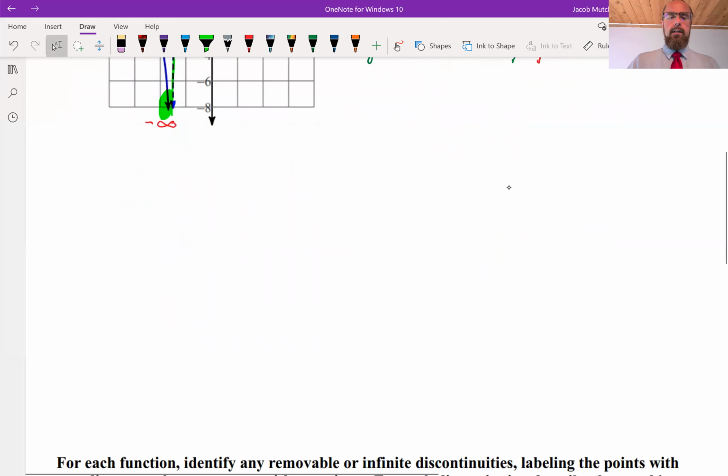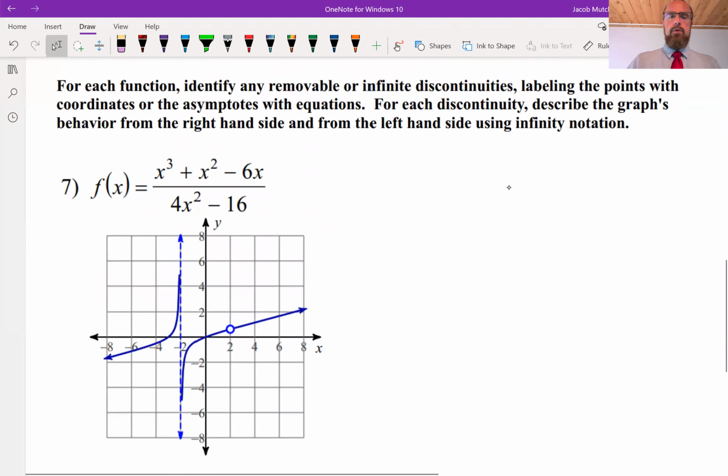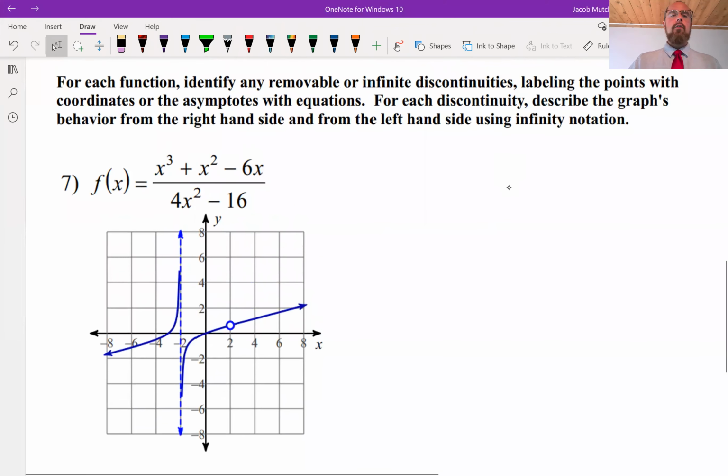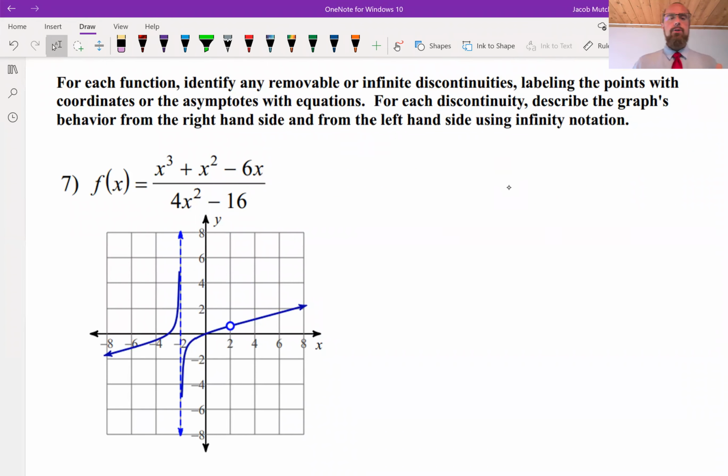Let's take a look at a second example. So here our function is more involved. It's f of x equals x cubed plus x squared minus 6x all over 4x squared minus 16. So again, I'm going to go into my process because really the tasks are the same. I want to identify removable or infinite discontinuities, and then I want to describe the graph's behavior from the right and the left. So let's find if there's any removable discontinuities.